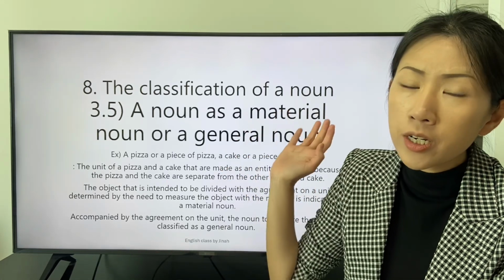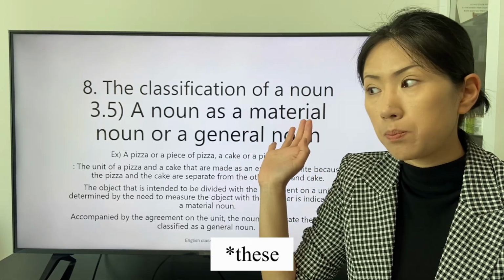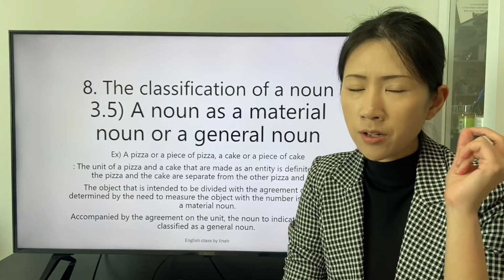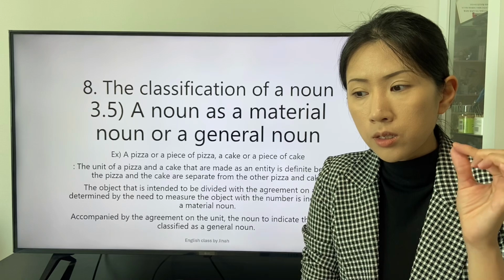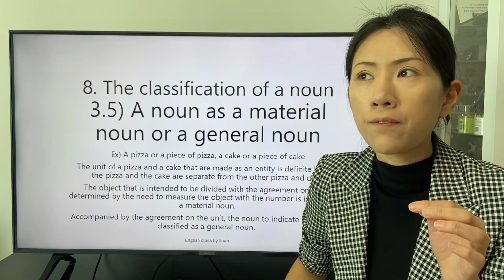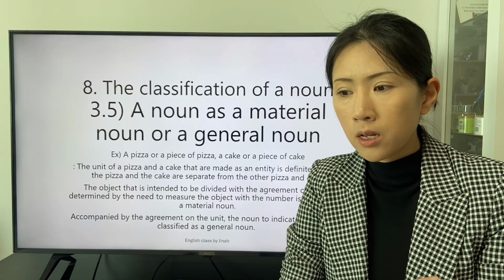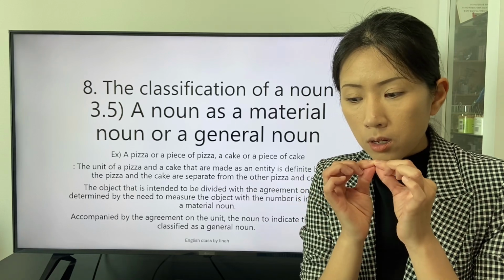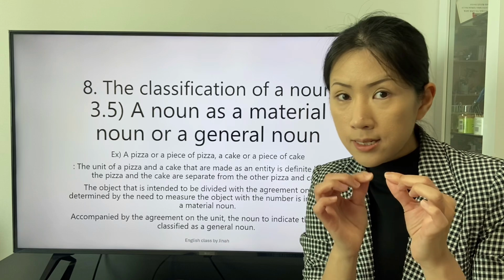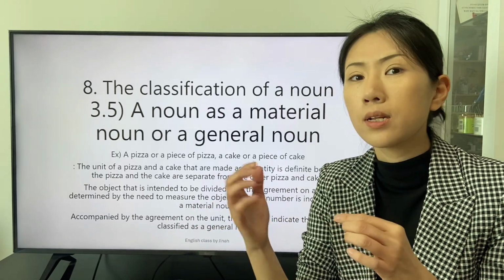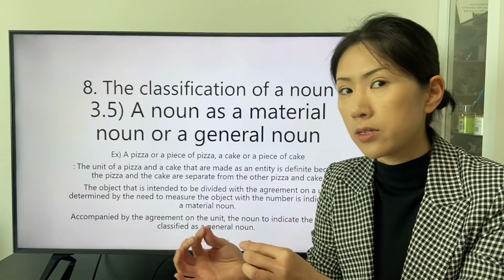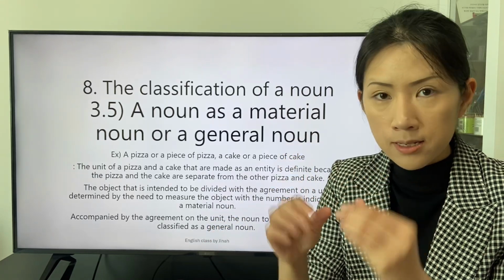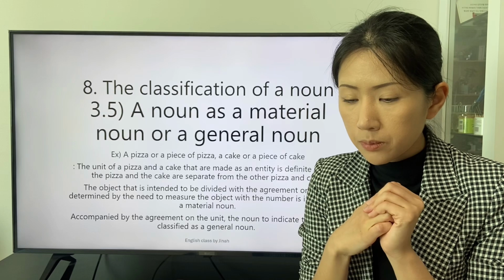There is another example compared to pizza and cake. There is a grain. You can think of a grain of rice. The grain of rice is separate from the other grain of rice. So the unit of the grain of rice is definite.